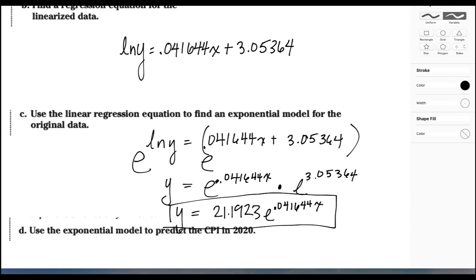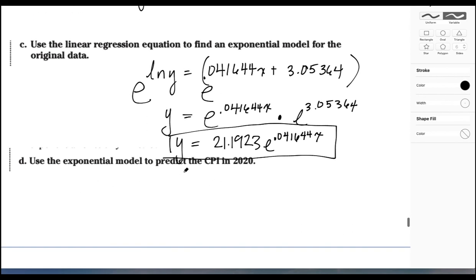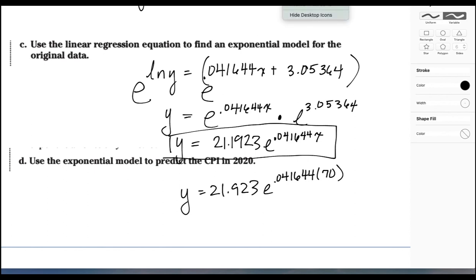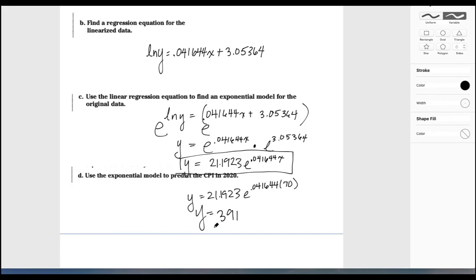We did the transformation. Now we're going to use the exponential model to predict the CPI in 2020. And if we had to do that, we need to remember that we were counting from the year 1950, and the x value or the time value that we'd be using would be, I think, 70 years. And so when we plug this into our calculator, the answer that I'm getting is approximately 391 as that CPI value for 2020.